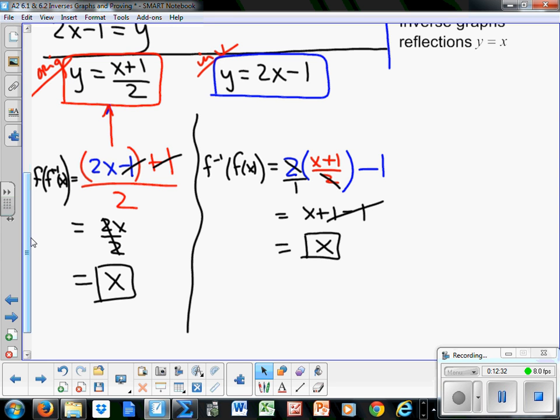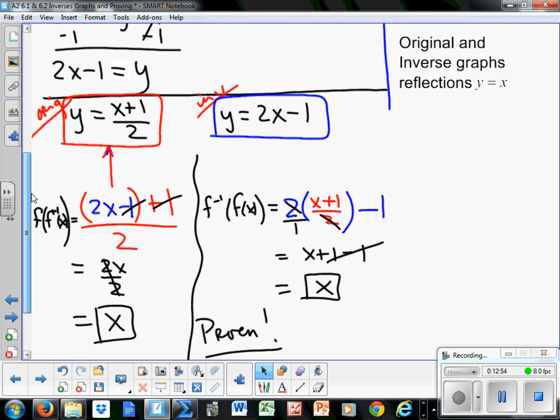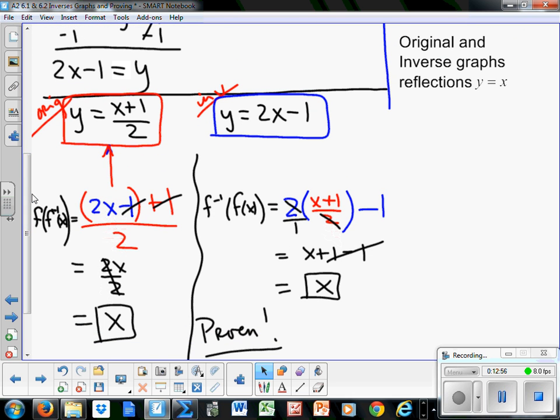Okay, so I did f of f inverse, like f of g, and I got x. I did f inverse of f, g of f, and I got x. I have just proven they are inverses. The proof for this is not a geometric proof. It's not statements and reasons. It's just that.